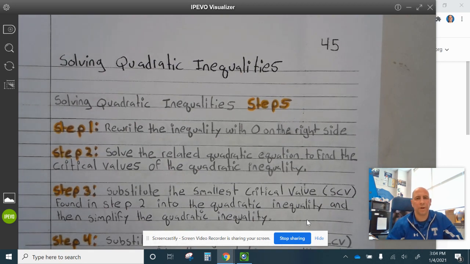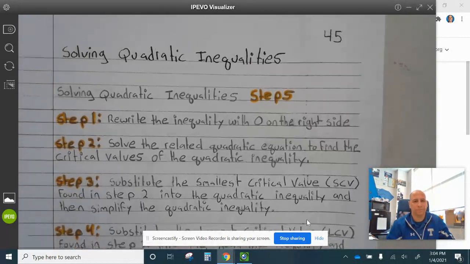Okay, Wildcat. Today we're going to journal page 45, solving quadratic inequalities. Solving quadratic inequality steps. Step 1, rewrite the inequality with 0 on the right side. Step 2, solve the related quadratic equation to find the critical values of the quadratic inequality.